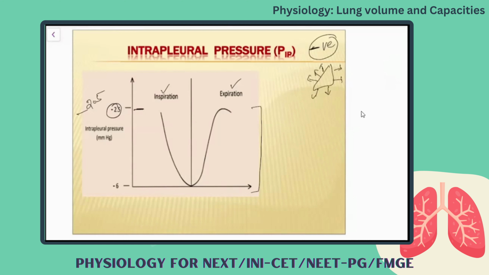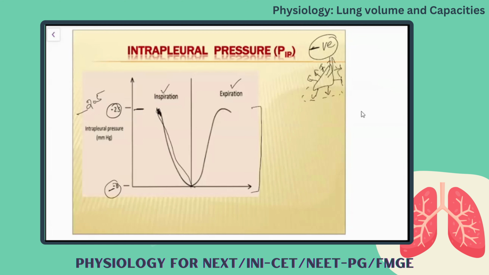What is going to happen when you are doing the inspiration process? When you are doing inspiration, the lungs expand. Yes or no? In order to make the air fill inside the lungs, there is expansion of the lungs. So what happens? More and more the intrathoracic pressure becomes negative. So during inspiration, the graph moves downwards. From minus 2.5, it becomes minus 6. Here, this is the pressure in relation to the outside of the lungs.